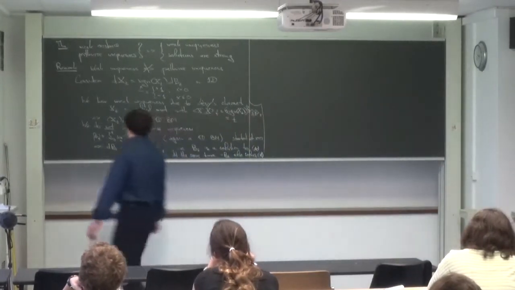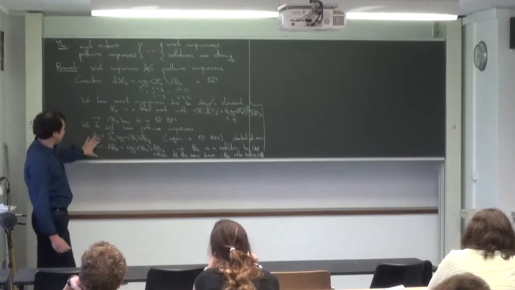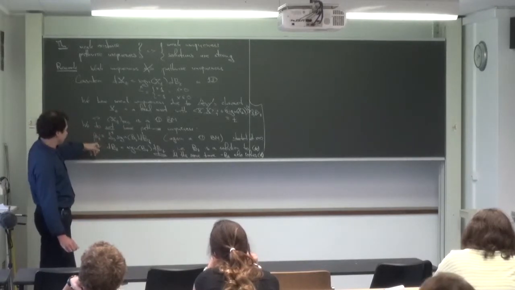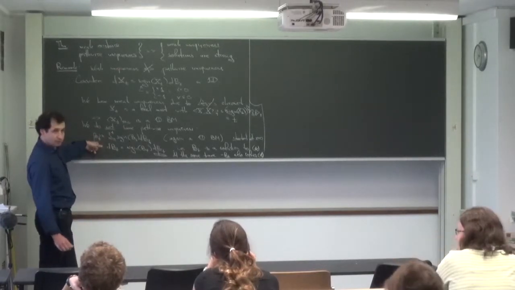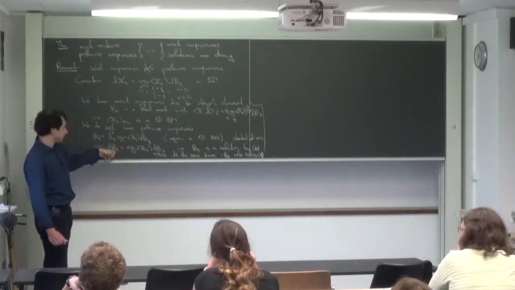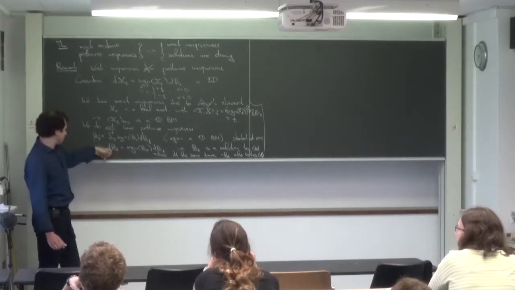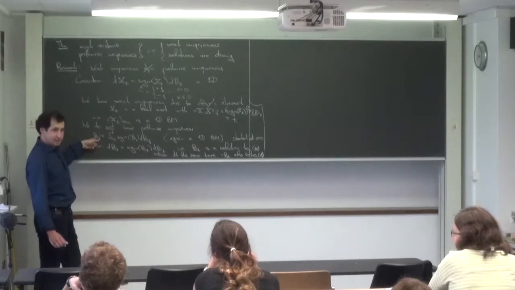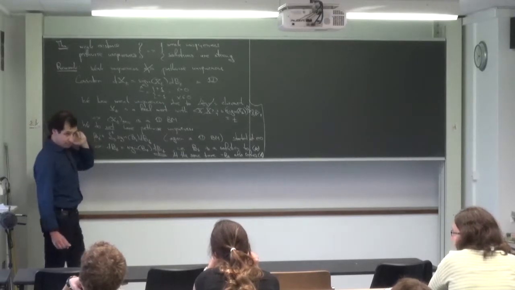And moreover, as in the exercises, this is not a strong solution, because we know that the sigma algebra generated by B is strictly greater than the sigma algebra generated by beta.